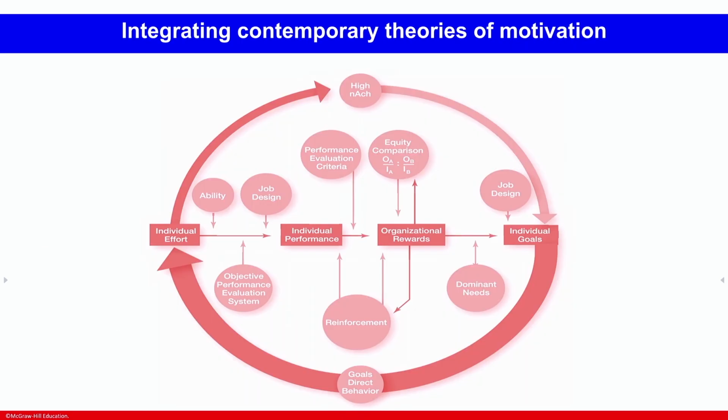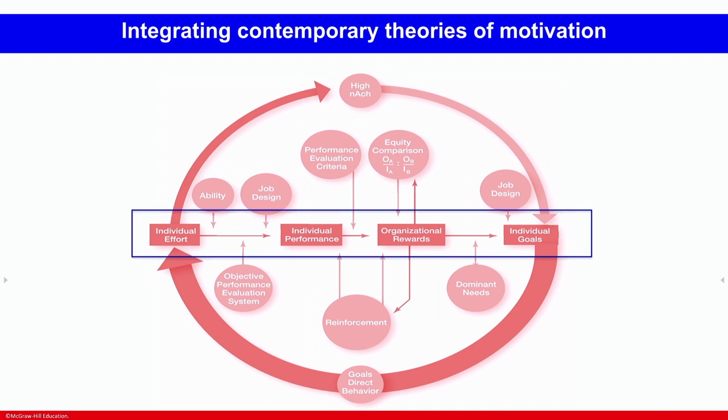So in this slide, we actually see a model that integrates much of what we know about motivation. Its basic foundation is the expectancy theory. At the center of the diagram, this is the expectancy theory, which predicts that an employee will exert a high level of effort if he or she perceives a strong relationship between effort and performance and rewards and satisfaction of goals.